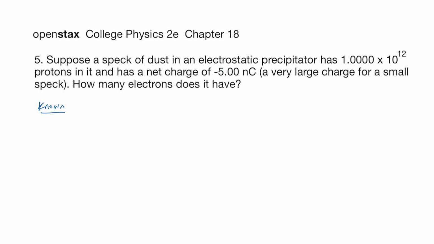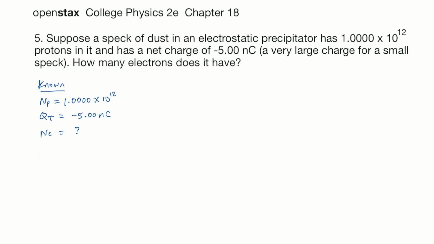We know the number of protons is 1.0000 times 10 to the 12th. We know the net charge, so let's call that Q sub T, is minus 5.00 nanocoulombs. And we need to find the number of electrons. Okay, so let's work with what we have.